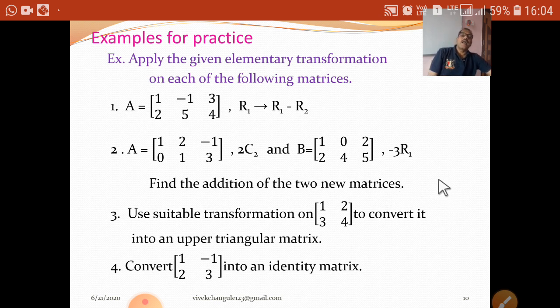So today I finished this elementary transformation. In the next lecture we shall study the next article, inverse of a matrix. Okay, thanks.